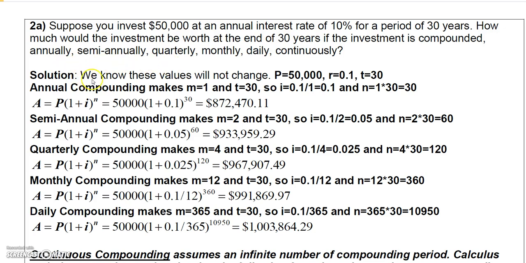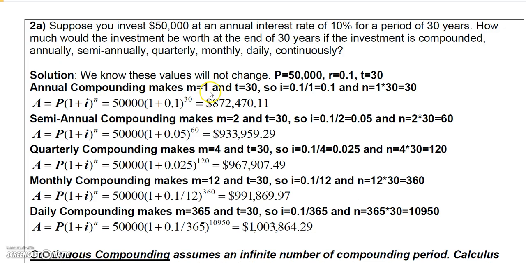Now, we know that the following values aren't going to change here. The principal is going to be $50,000. The annual rate is 10%, 0.1 in decimal. And the number of years is going to be 30 years. So the only thing that's going to change is the number of compounding periods. So let's start with annual compounding.